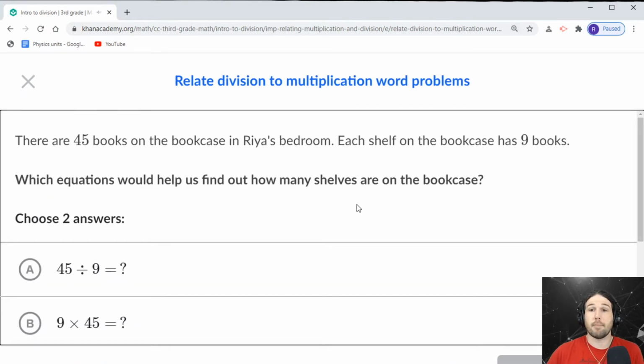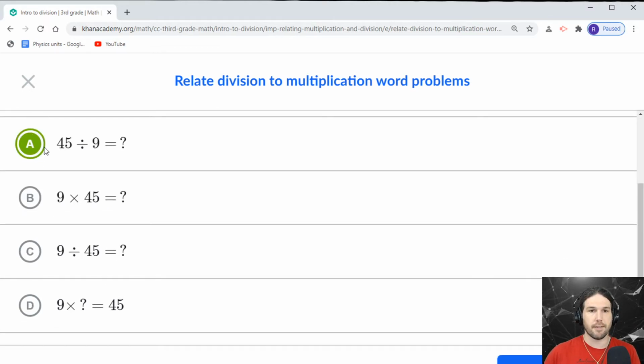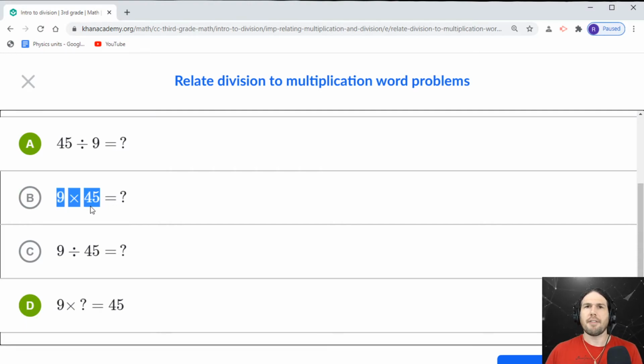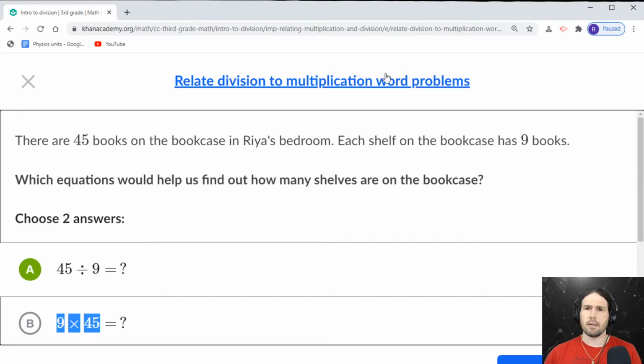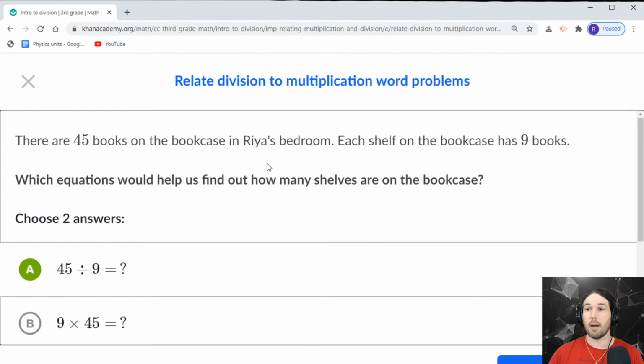There are 45 books. Each shelf on the bookcase can hold 9 books, so that's either 45 divided by 9, or that is 9 times blank equals 45. And really quick, B and C look like they might almost be correct, but if I do 9 times 45, think about what that would actually mean in terms of this problem.